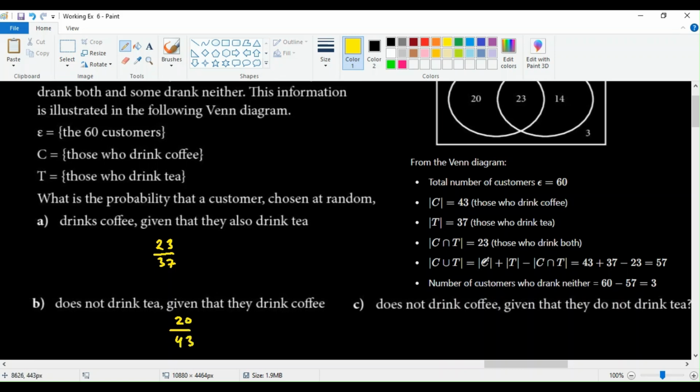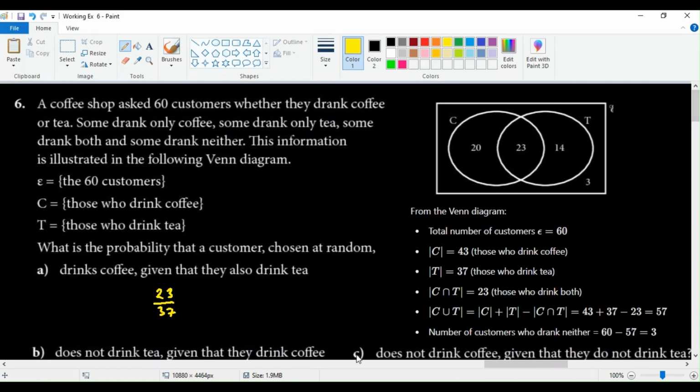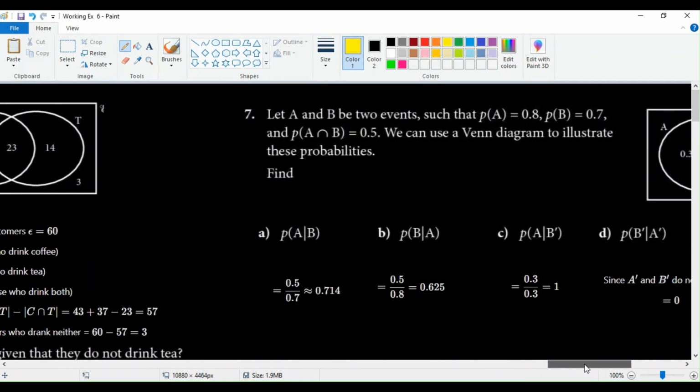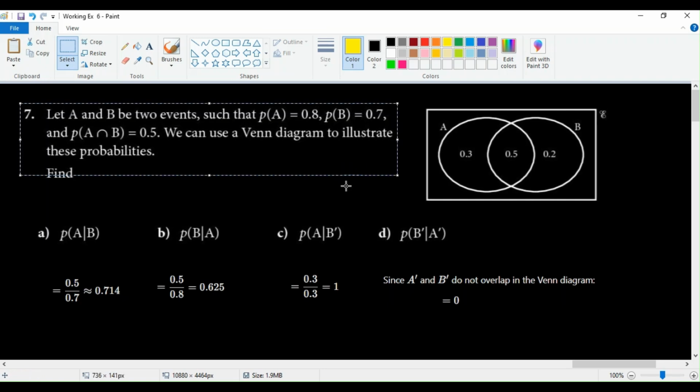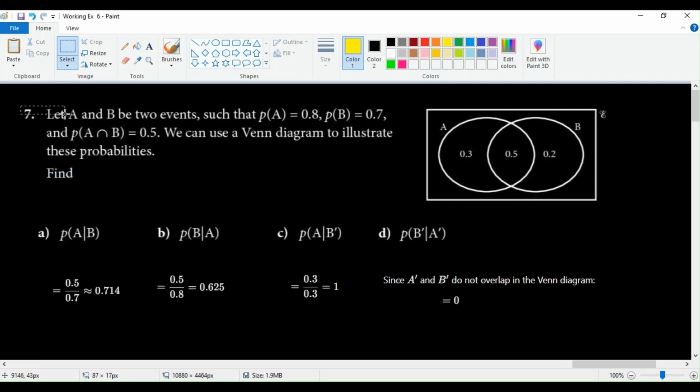When it comes to C: does not drink coffee, given that they do not drink tea. So it's going to be 3 only. Three are the people I'm talking about, out of 23. So this is the answer for question number 6. All of A, B, C are done. This can be tricky to understand in the beginning, but if you read it carefully, it's going to be easy.